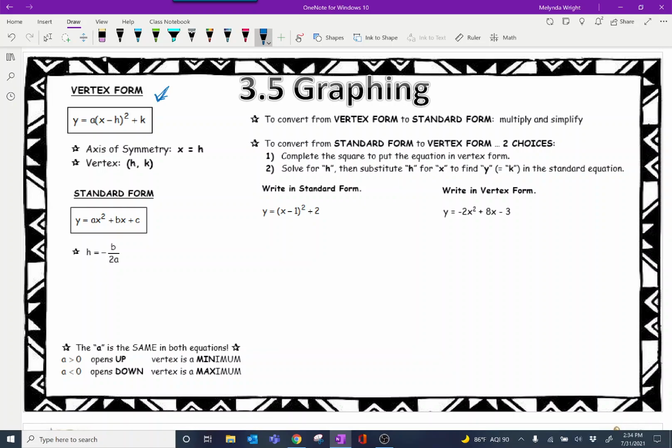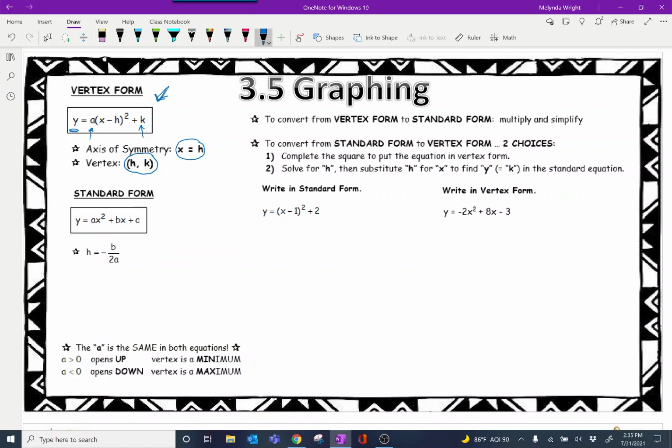So vertex form, we have y equals a(x minus h) squared plus k. So the axis of symmetry is the equation of the line x equals h, whatever h happens to be. That's the axis of symmetry. And we can actually read the vertex right off of this vertex form. It's (h, k). Okay, so that's pretty good.